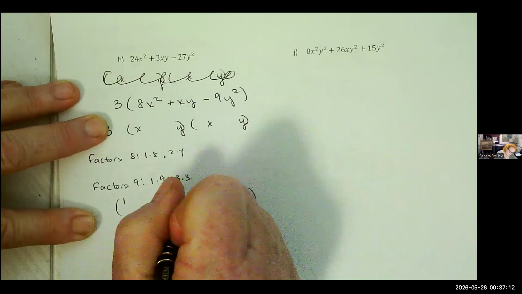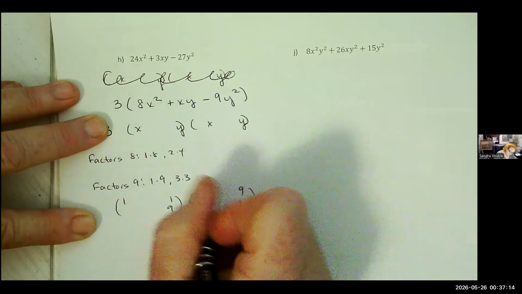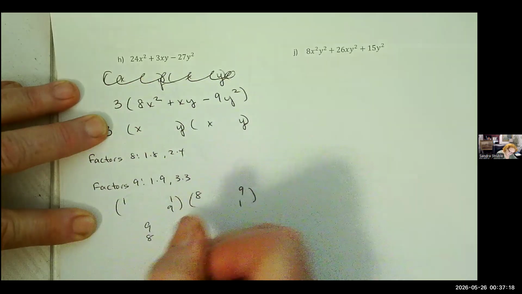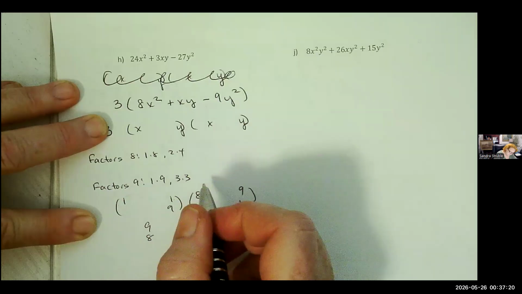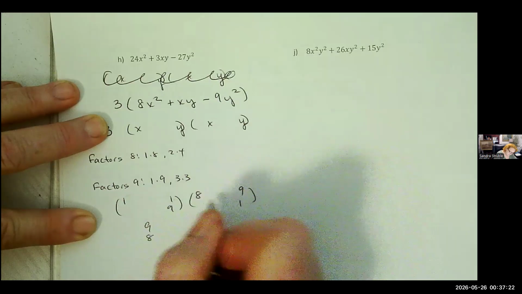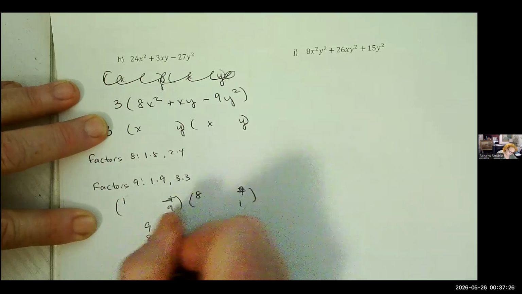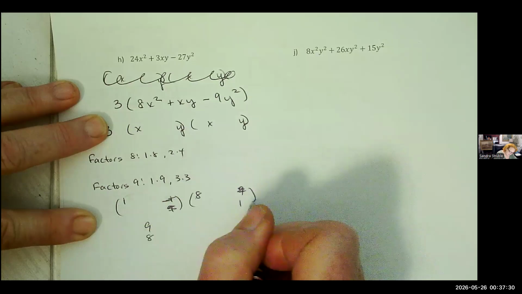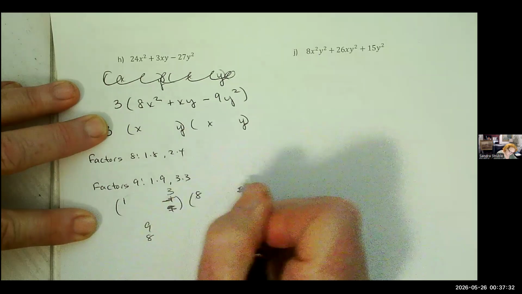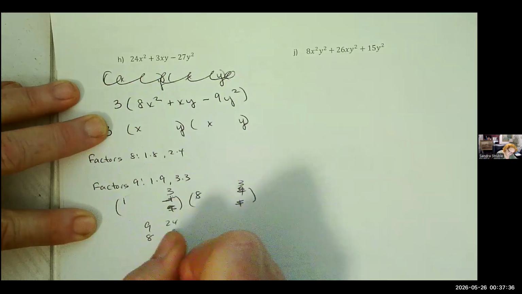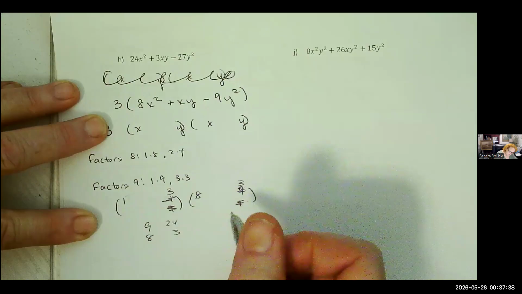Check our outer. 1 times 9 is 9. 1 times 8 is 8. We need the difference to be 3. That didn't work. 9 times 8 is 72, and that's not going to work. So the next one, let's try 3 and 3. 8 times 3 is 24. 3 times 1 is 3. That does not give me 1. We need the difference to be 1.